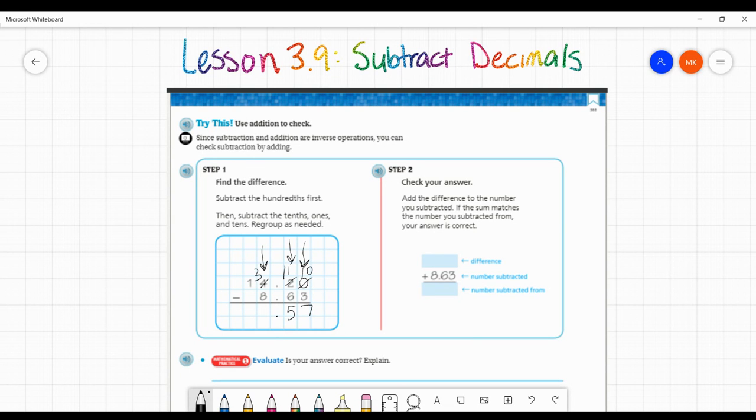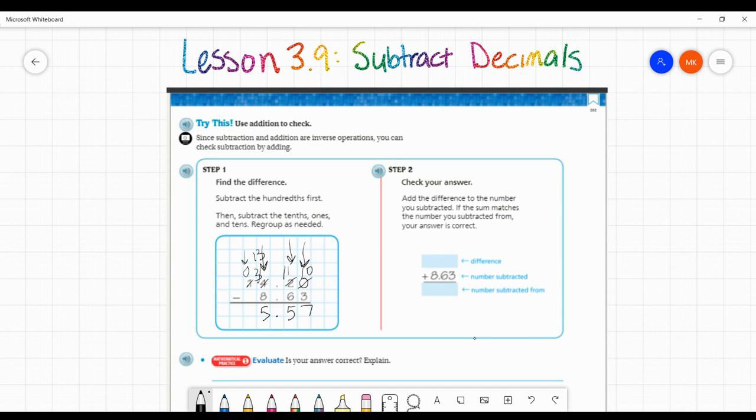Now we'll have 3 minus 8. Again, if we only have 3, we can't take away 8. So we'll regroup from our tens place. So our 1 will become a 0, and our 3 will become a 13. 13 minus 8 equals 5.